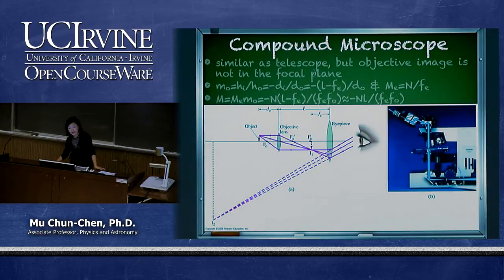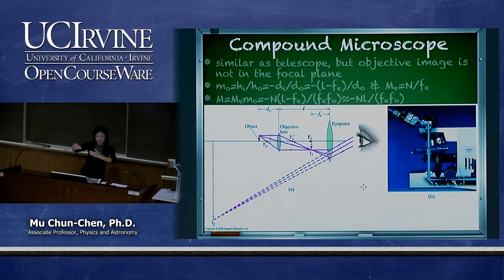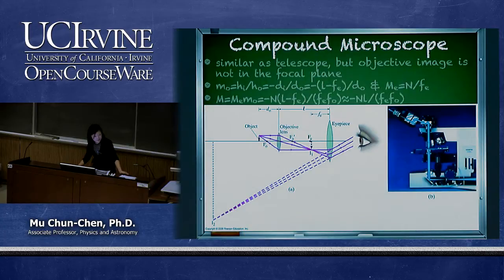All right, and similarly, once this image gets through the eyepiece, there's a second magnification factor, which is given by the near point distance N, which is once again 25 centimeters for normal human eyes, divided by the focal length of the eyepiece.